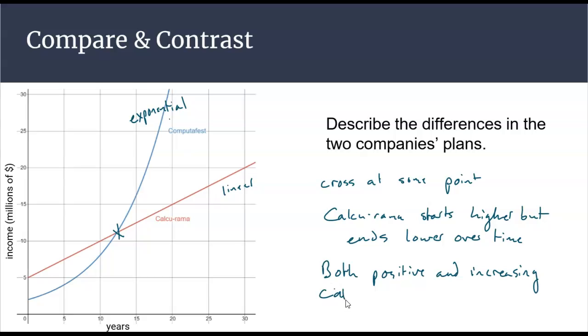So Calcu-rama is changing at the same rate the whole time, and Computafest is growing faster all the time. So there's a bunch of things you could have noticed. You might have noticed other things. All those things you can notice on this graph are valid.